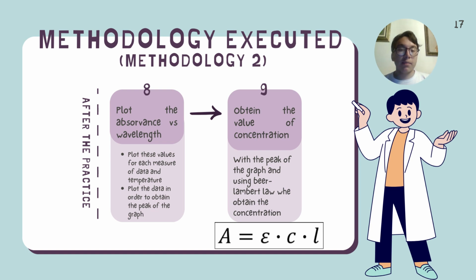Then we need to obtain the value of concentration at every point of the data. How do we obtain this value? Well, with the peak that we already found in the graph, we need to use the Beer-Lambert law to obtain the concentration. The Beer-Lambert law is the one that is shown in the image.